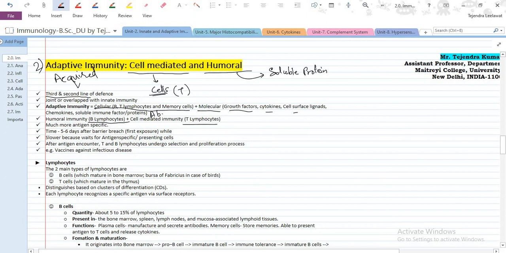whereas in humoral immunity, immunity is provided in the form of proteins, soluble and sometimes insoluble also. So there are some proteins or factors, biochemical molecules, which are released by the cells of the immune system, and these are very important in humoral immunity. An important example is Ig, or we can say antibody. Some others are the complement system and chemokines, etc.